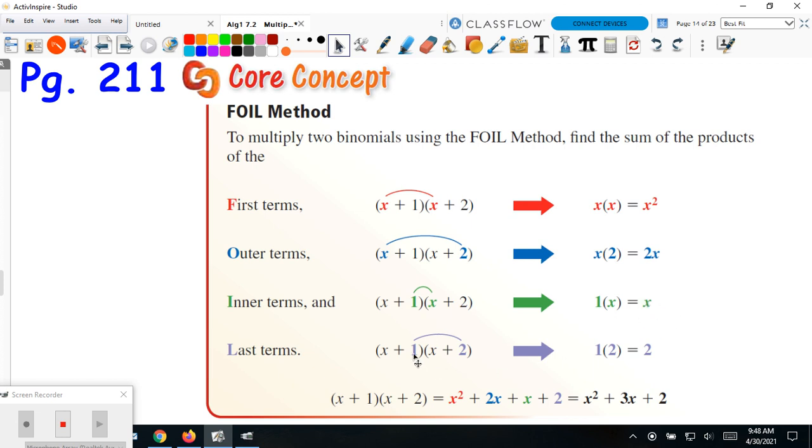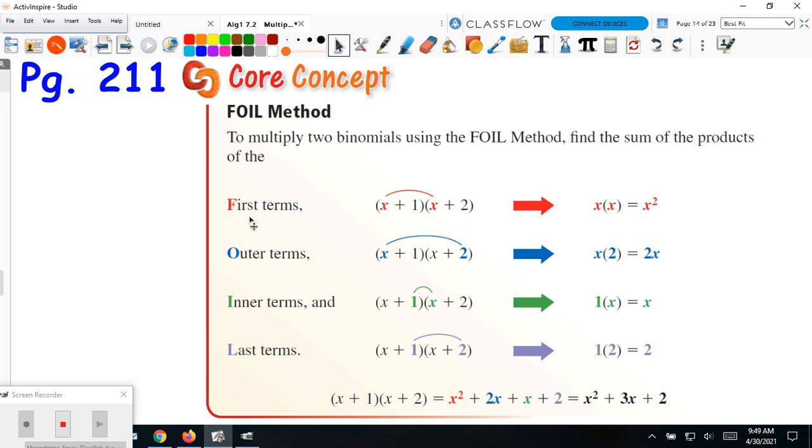And then you multiply the last terms in the parentheses. That's going to give you a 2. And so there's your four terms. And you'd want to combine the like terms of these two. Typically, it's usually the outer and the inner terms that are like terms. So the 2x plus x is a 3x, and there's our answer: the x squared, the 3x, which was the combination of these two, and then the 2.